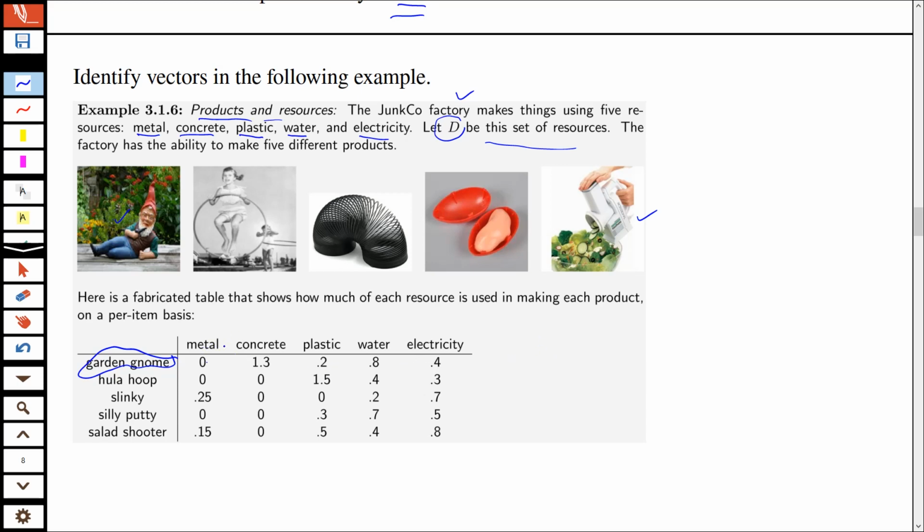Here is a function where metal is mapped to 0, concrete is mapped to 1.3, plastic is mapped to 0.2, water is mapped to 0.8, electricity is mapped to 0.4. So that function represents this item or this product. So that in fact is a vector for me, because the resources are implicit in the context. So I will simply write this as a vector. So the first product is a vector, the second product is another vector, and so on.